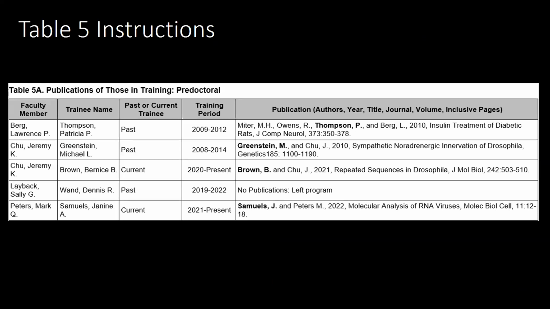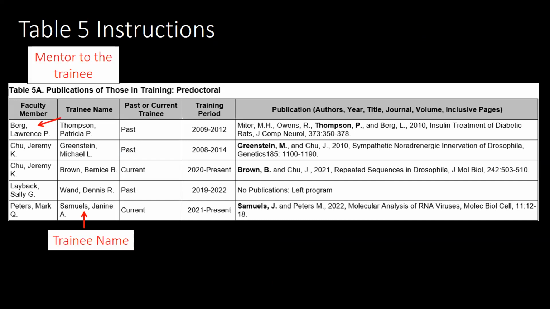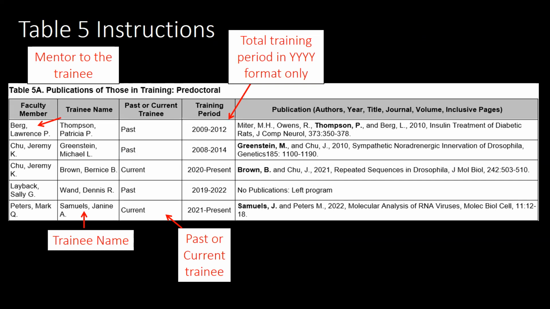So here's the actual instructions. This is what the actual table looks like. You're going to list your faculty member, and then you're going to list the trainee name. Notice I always put the middle initials because sometimes you have multiple people with the same name, whether it's a current or past trainee, and then the actual trainee period. Now, this is not the period that they were just on the training grant. This is the total trainee period.